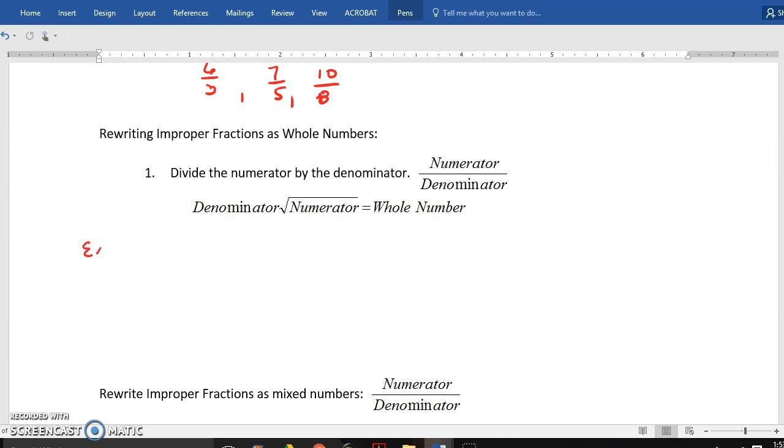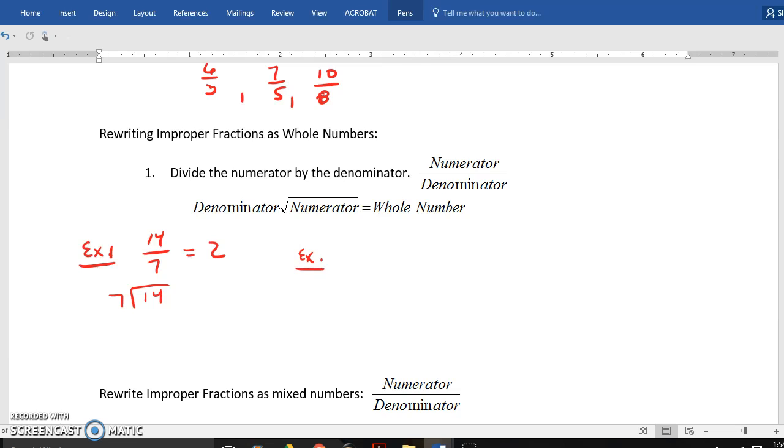So let's do some examples. Example 1: if I have 14/7, and I take 14 and divide it by 7, what does that give you? 2.